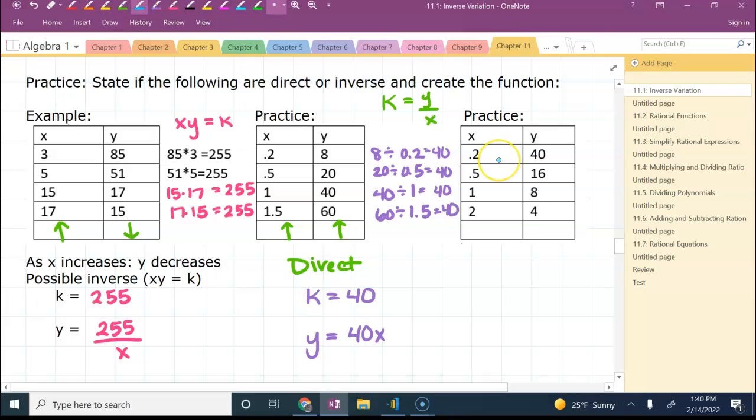For the last one, if you look at your x's, those are going up, your y's are going down. This makes me think this is going to be an inverse function, just like the first one was. So to find your constant, you're going to want to multiply your numbers across here. So you get your constant to be 8. So we would write y equals 8 over x.